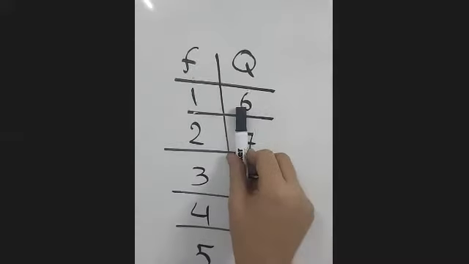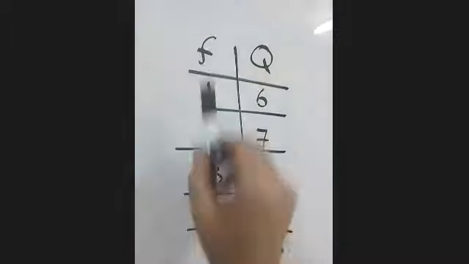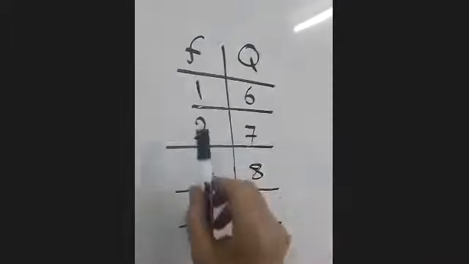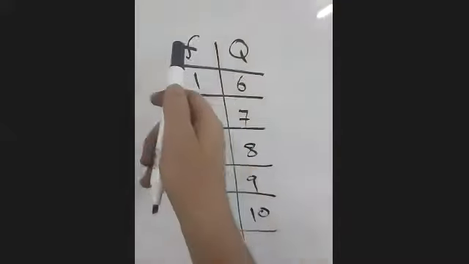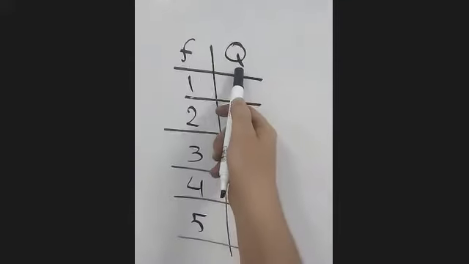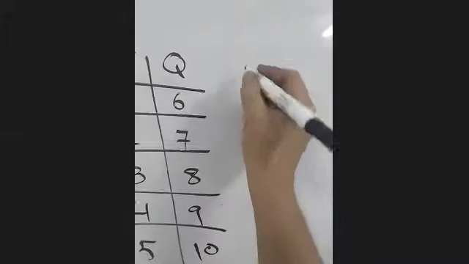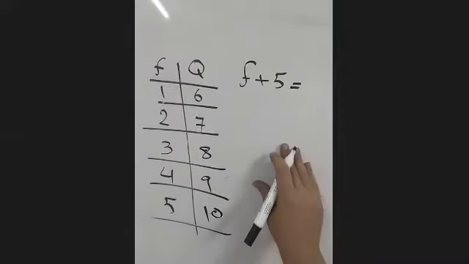what? In general, if you add 5 to the column of F, you get the column of Q, right? Yes. It means if F has 5 added to it, you get Q, right? So what will I say here? If we add 5 to the F, the answer is what always?